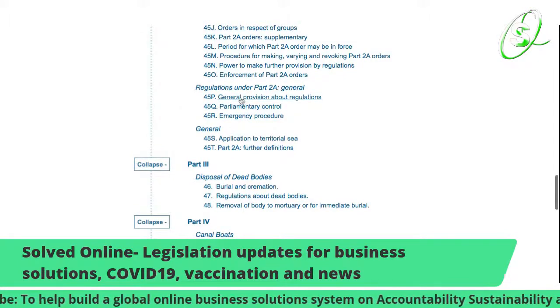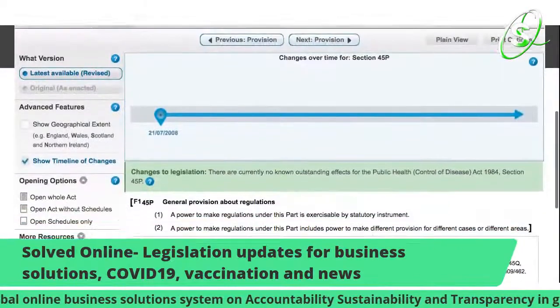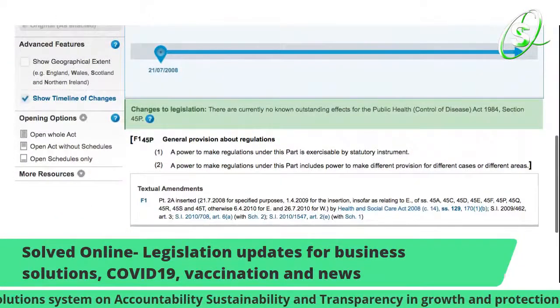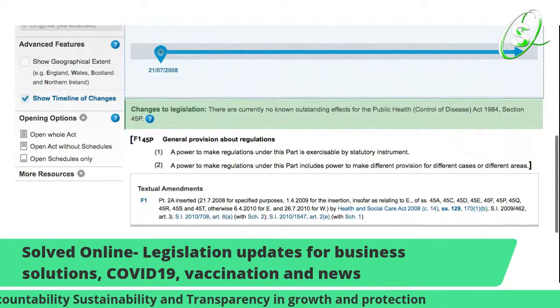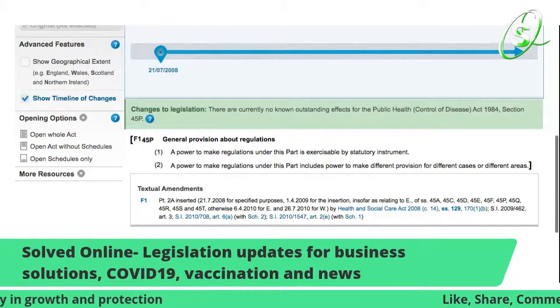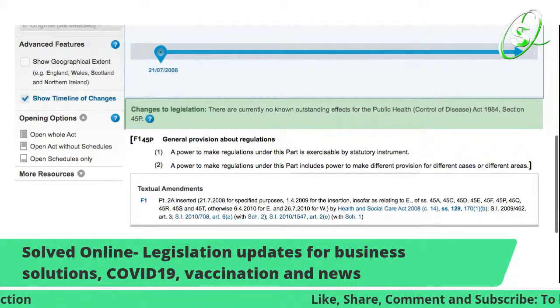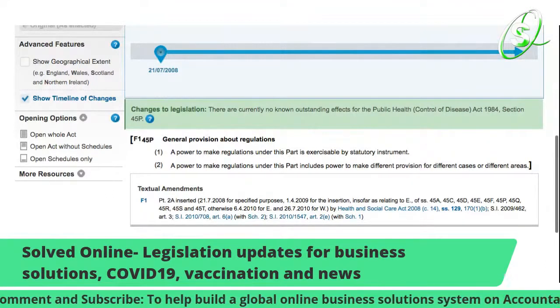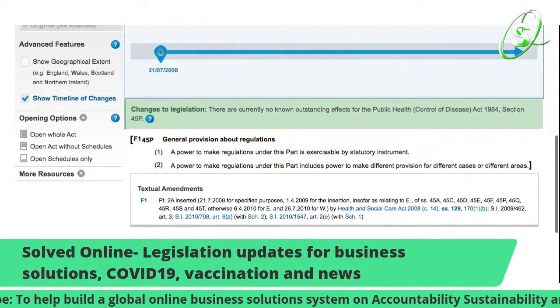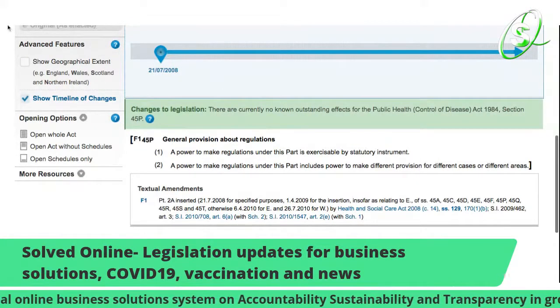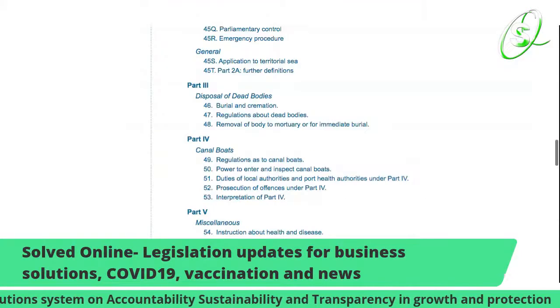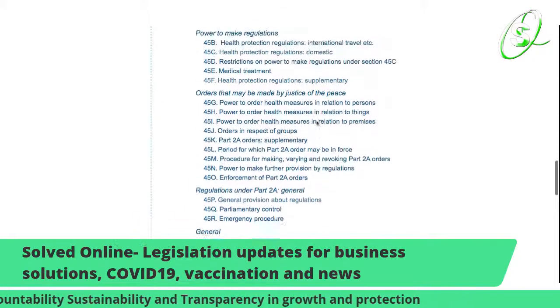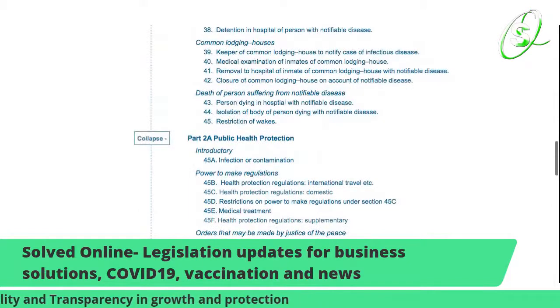So P. This is general provisions about regulations. A power to make regulations under this part is exercisable by statutory instrument. The power to make regulations under this part includes power to make different provisions for different cases or different areas. So that's really what it is. So let's go back down and check what's going on.